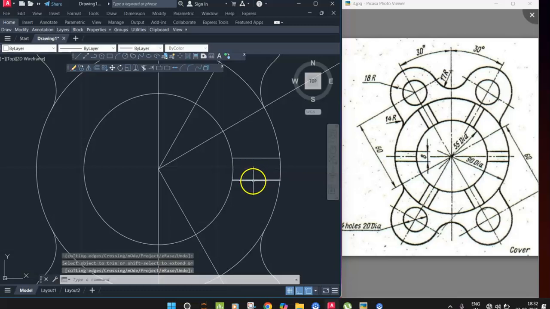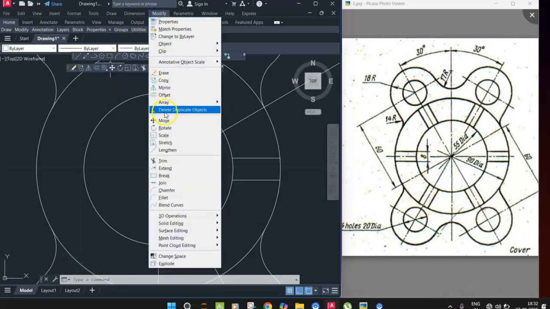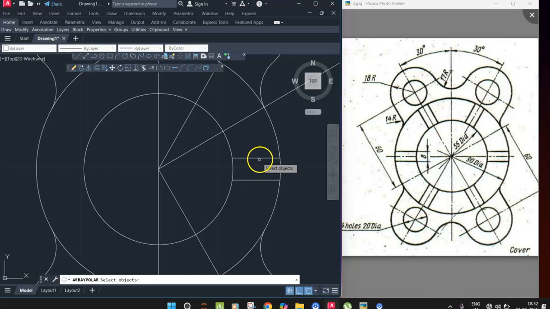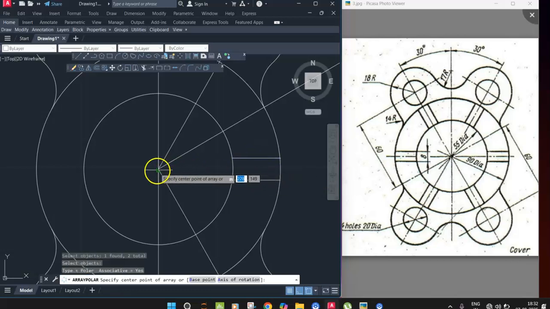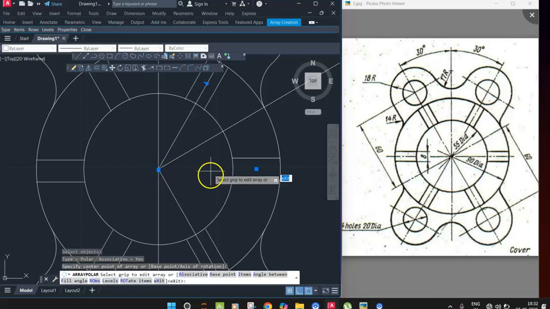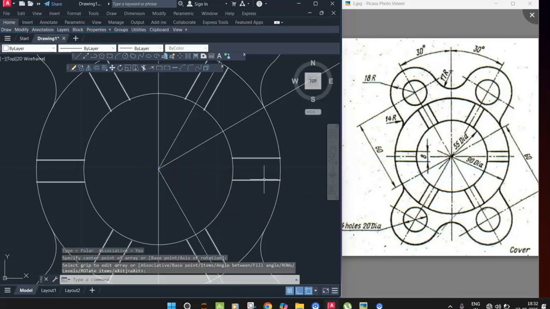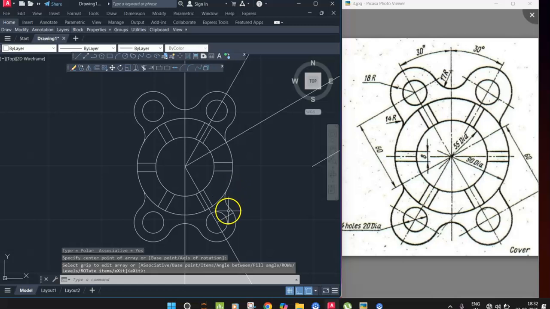Later on, how many strips are there? 1, 2, 3, 4, 5, 6. Using the polar array command, you make the entities polar array. Select the object, enter. With respect to this center, how many? 6. Done. So in this fashion, we are able to draw the sketch.